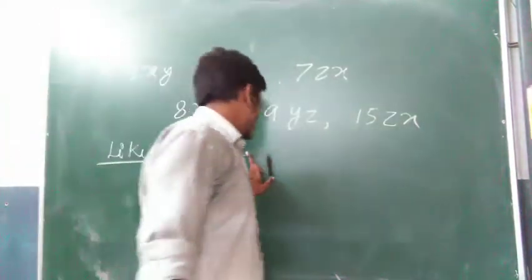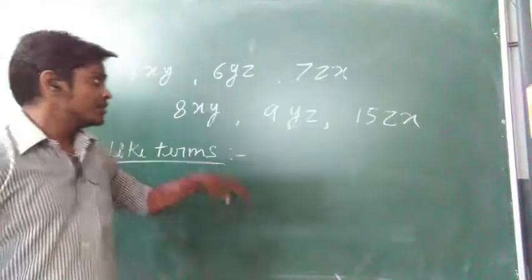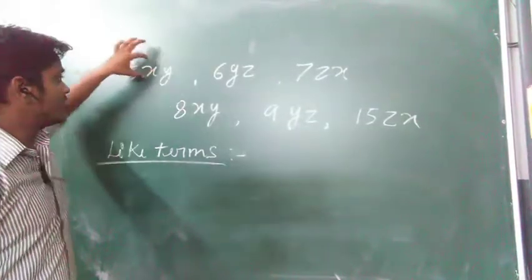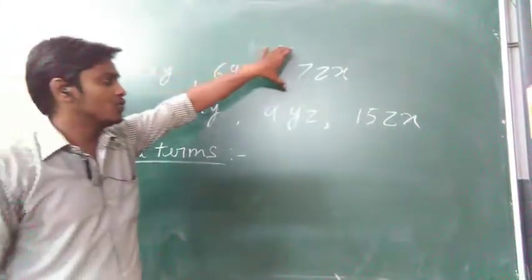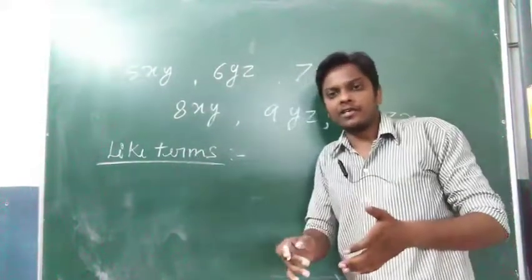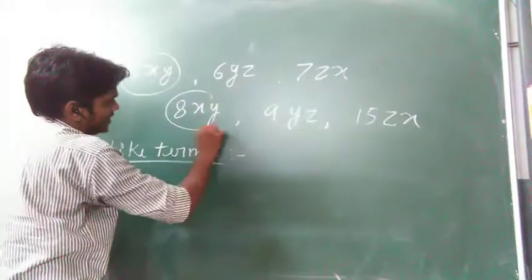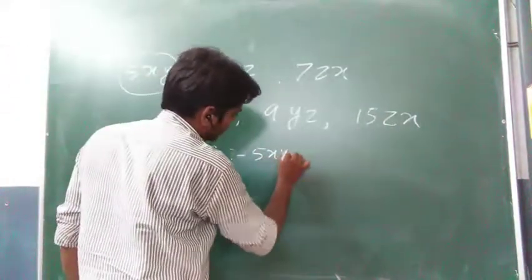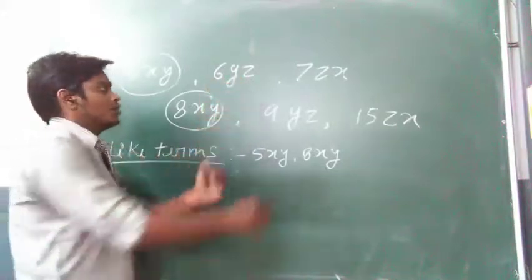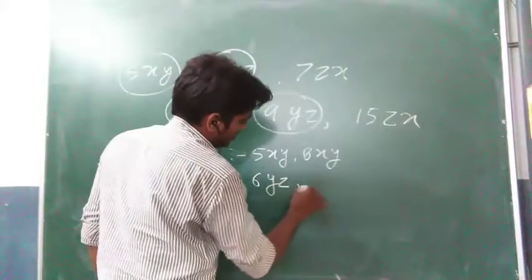Like terms. So what are the like terms? In algebraic expression, like terms are those terms which have the same literal values, same literal number. Means if xy is here, then we have to search for xy. Xy or yx, they have the same meaning. See, 5xy and 8xy. This one is the like. After that, this one is 6yz. So, like term for 6yz is 9yz.